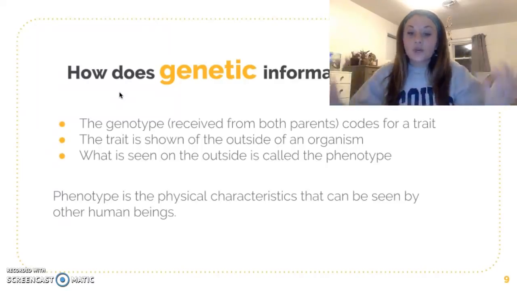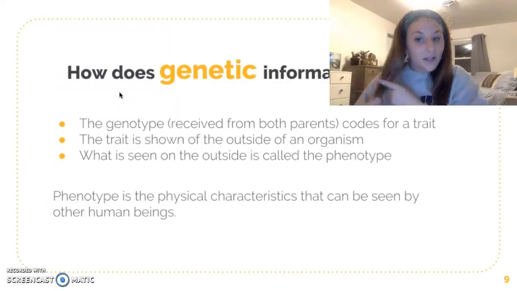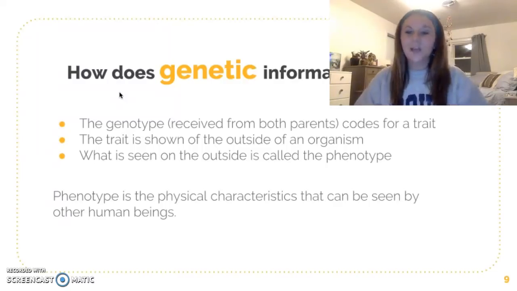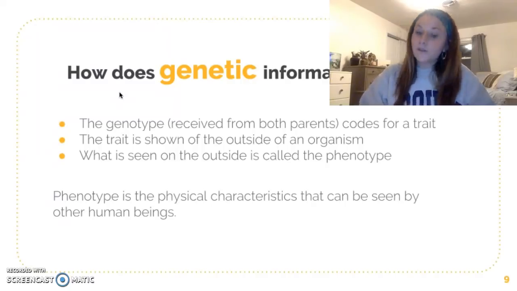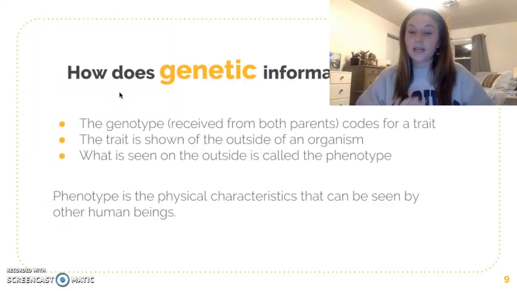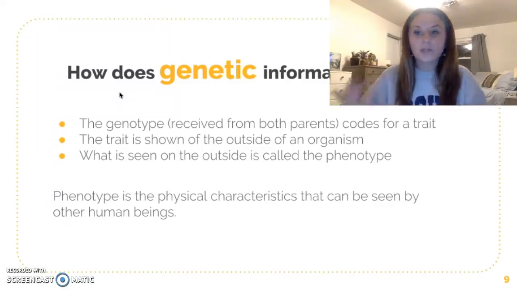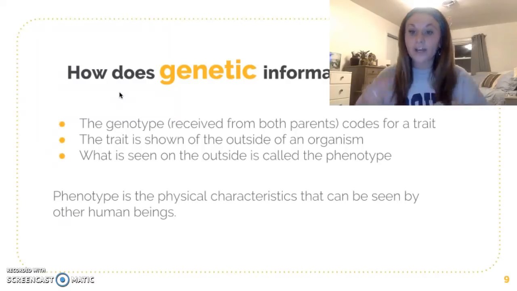This trait is going to be shown on the outside of an organism. So you have a trait, a genotype for hair color. But what hair color you see, what's on the outside, has a name, of course, and we call that a phenotype. The phenotype is the physical characteristics that can be seen by another human being. So when you're asked to describe a person and you say, oh, she's really tall, or that boy has really dark hair, being tall or having dark hair, that is the phenotype. It's going to be how you describe a person.